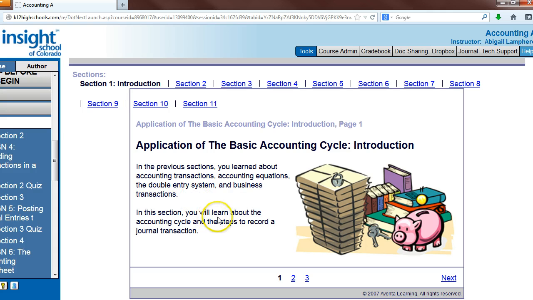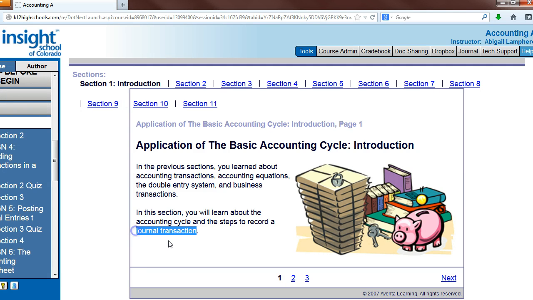In this section, we're going to learn about the accounting cycle and steps to record a journal transaction. A couple different terms so far. The accounting cycle, we talked about a little bit already and how it can be different for each business. But most businesses have a yearly cycle called a fiscal year. We also talked about closing accounts at the end of the fiscal year, and permanent accounts and temporary accounts. We're going to be putting more of that together during the next couple sections.